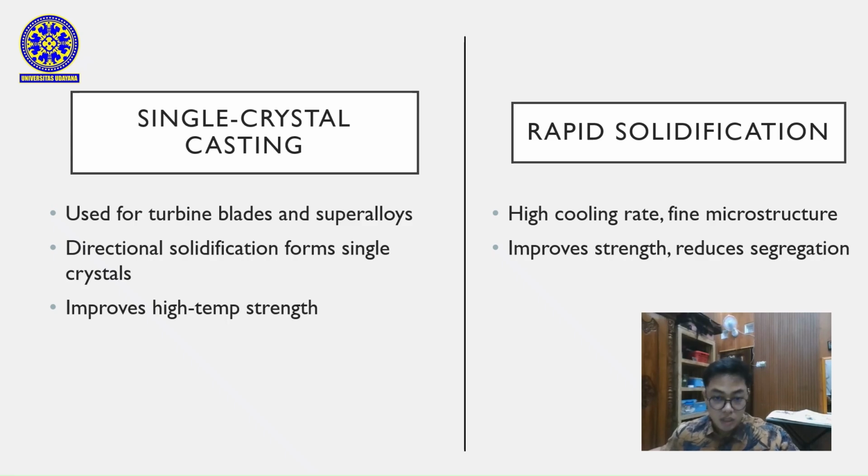Rapid solidification involves cooling molten metals at extremely high rates to refine the microstructure. This process produces alloys with superior strength, corrosion resistance, and uniform composition. It's often used in powder metallurgy and thin strip casting to develop high-performance materials for modern applications.